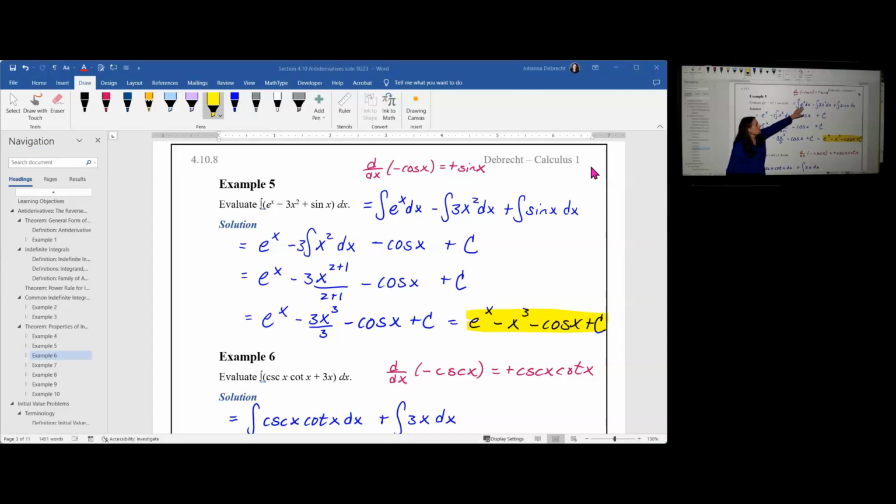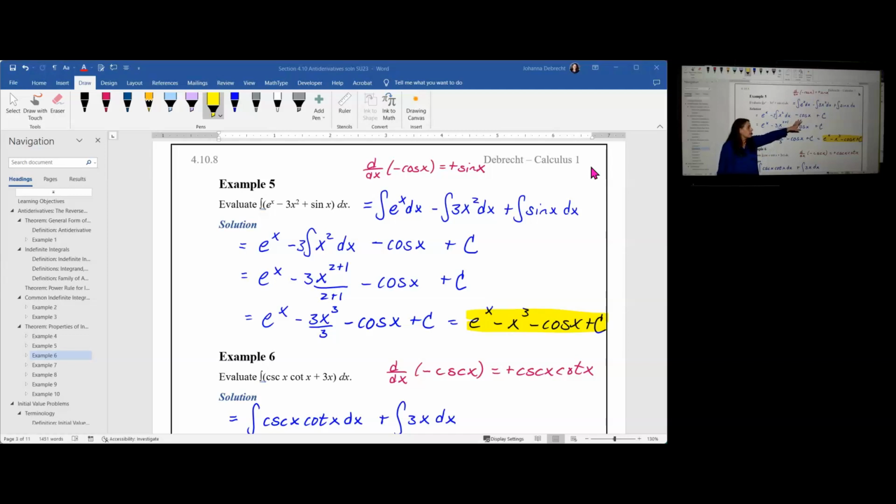The integral of e to the x dx gives us e to the x plus a constant, which will roll into the big one. Then I can factor the constant 3 out of the integral of the polynomial. The integral of x squared dx, add 1 to the power to get 3 and divide by the new power, giving me negative 3x cubed over 3, which reduces to negative x cubed.